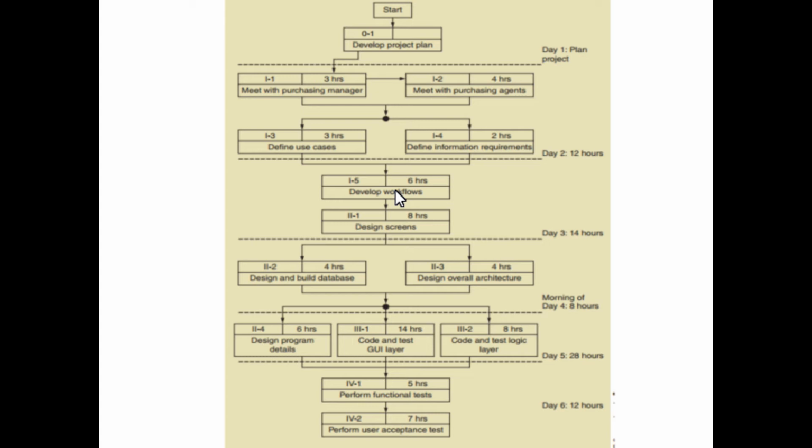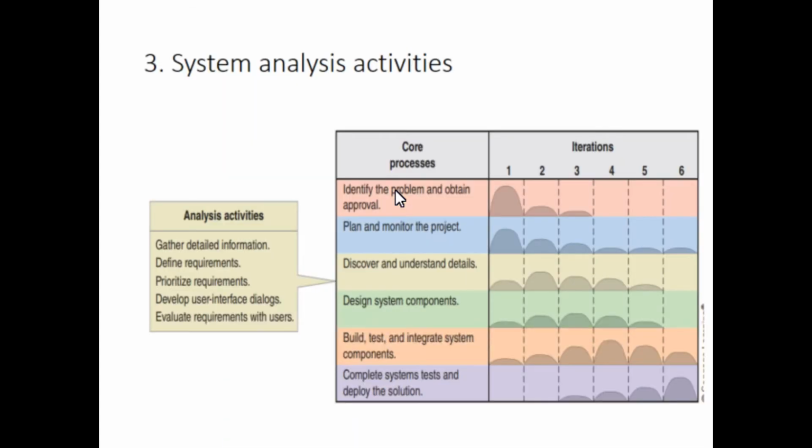So that is pretty much the planning phase. And then system analysis activities. Here there are around 5 activities involved in the system analysis, which would be what we will talk about for the next hour, I think. So in the system analysis, there is gathering detailed information.